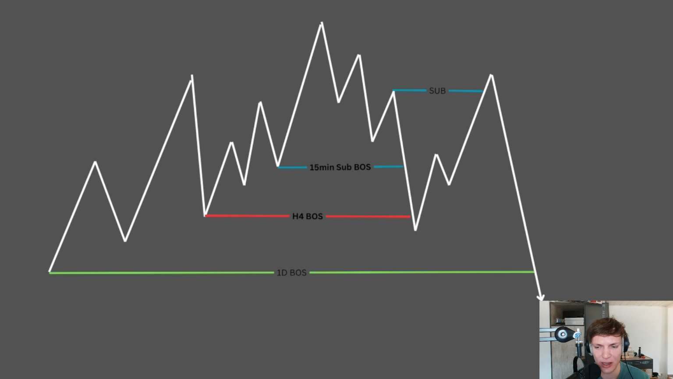In the next video, we will take a look at the structure dimensions and structure breaks in the real chart.